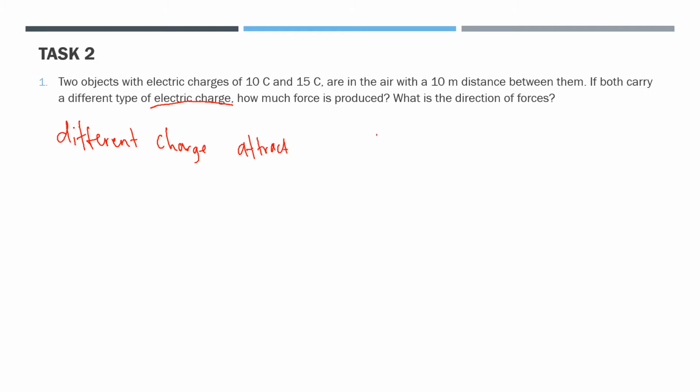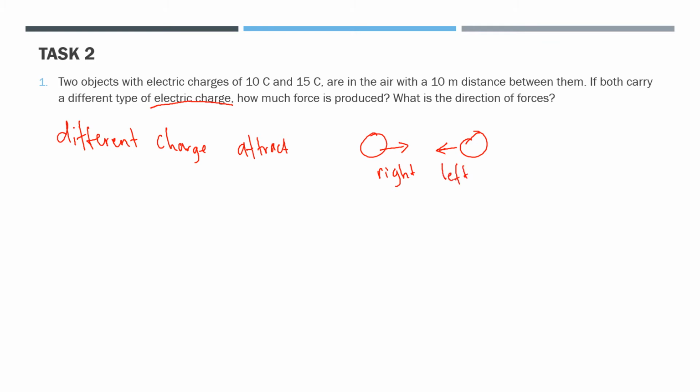If there are two objects, they will attract. This will be the direction of force. So what is the direction of force? They will attract each other. So I can say that for this one, the force will go to the right, and for this one, the force will go to the left.